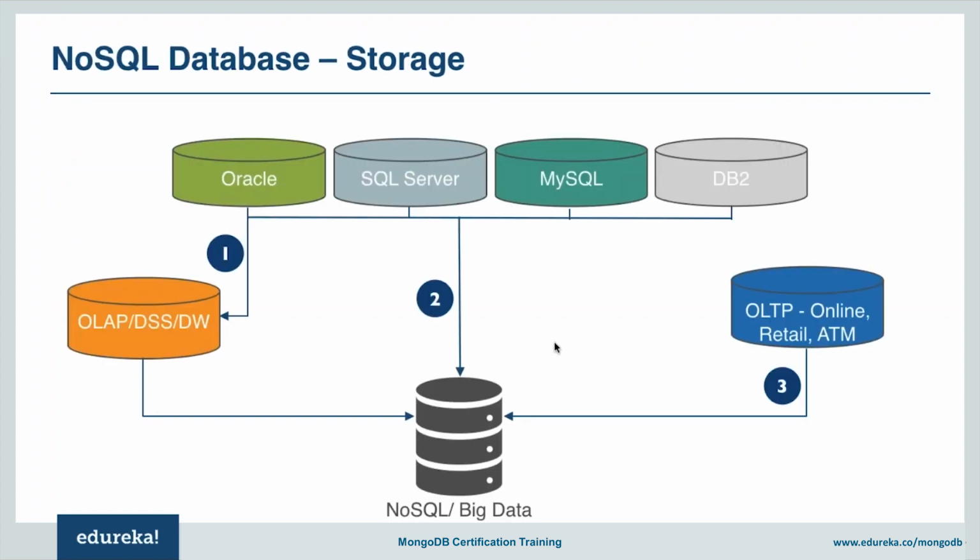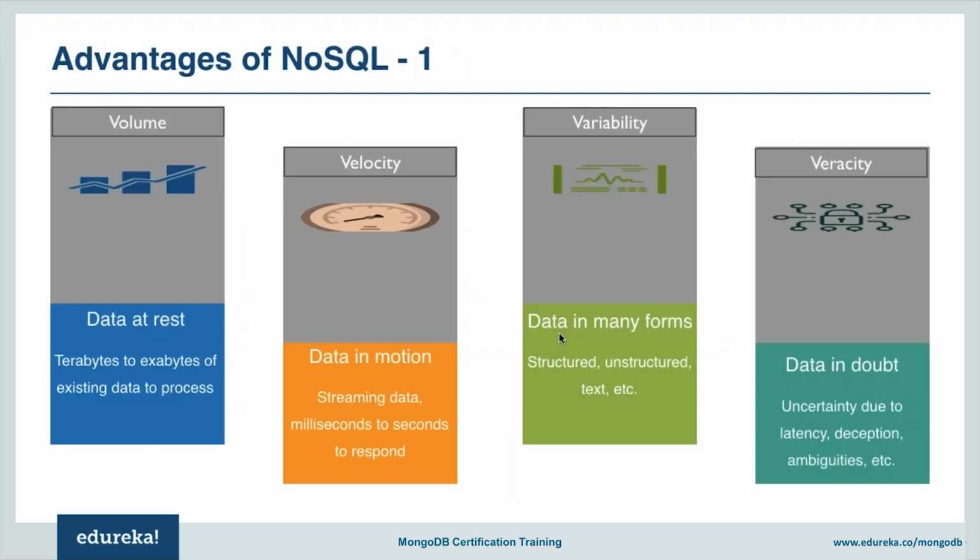Now, how database storage works in Oracle is primarily OLAP or OLTP. If we talk about transactions, we can always store the data that's coming in from OLTP, or we can directly push data from the DBMSs to NoSQL or big data, or probably from the OLTPs, just like retail or ATMs. We can directly push that to NoSQL stores.